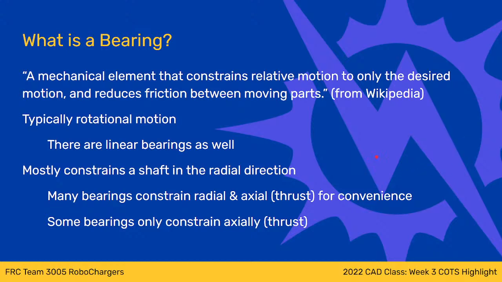So radial and axial are important to understand. Axial is along the length of the shaft, along that central axis. Radial is radiating out from the shaft, circumferentially. I don't know if I said that right, but whatever.